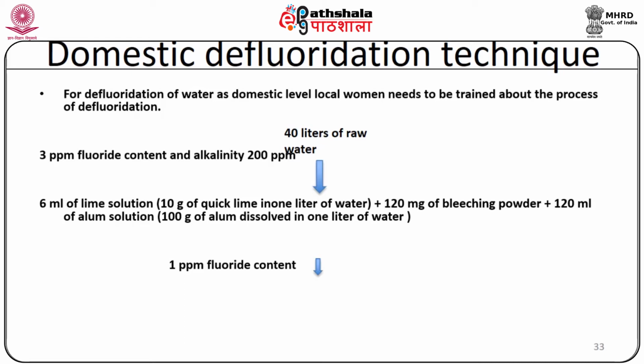200 parts per million. We'll add to this 6 ml of lime solution, which contains 10 gram of quicklime in 1 liter of water, plus 120 mg bleaching powder, plus 120 mg of alum solution, 100 gram of alum dissolved in 1 liter of water. This will bring down the fluoride content to a level of 1 ppm, which is acceptable by all standards. So domestic defluoridation technique can be employed. What is needed is that the women's capacity in this regard must be enhanced by proper orientation and training.